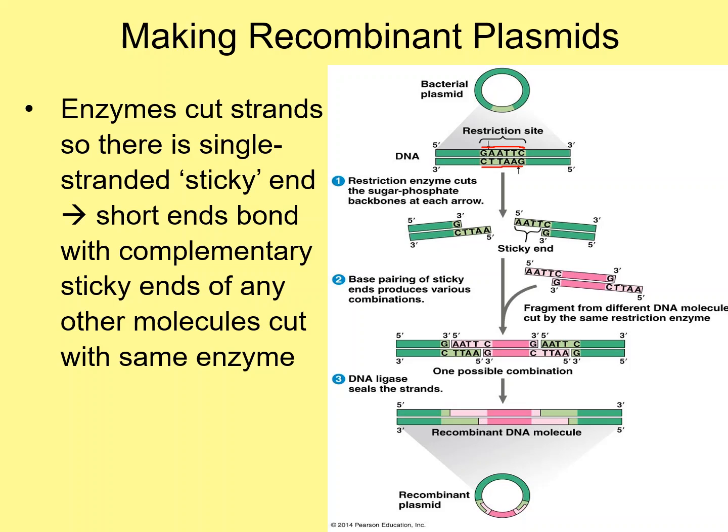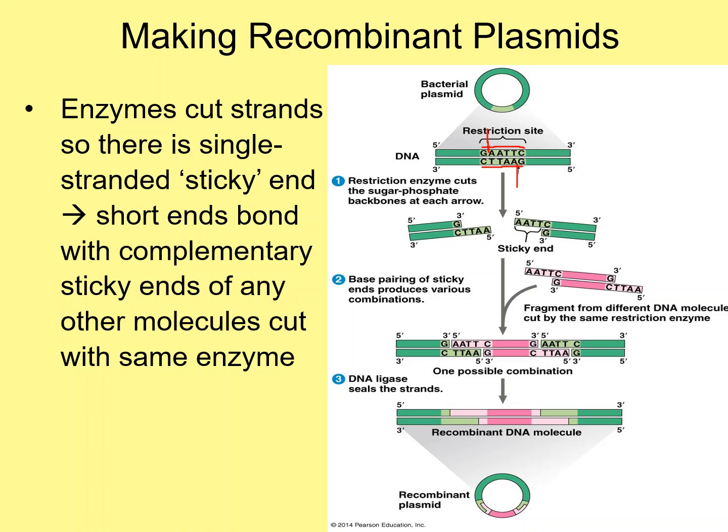Anywhere it sees this particular sequence, that enzyme is going to make a cut, in this case between the G and the A. So it's always making the cut here, and it's making the cut here. And you're going to cut across the sugar phosphate backbone on each template, and that basically breaks it apart.